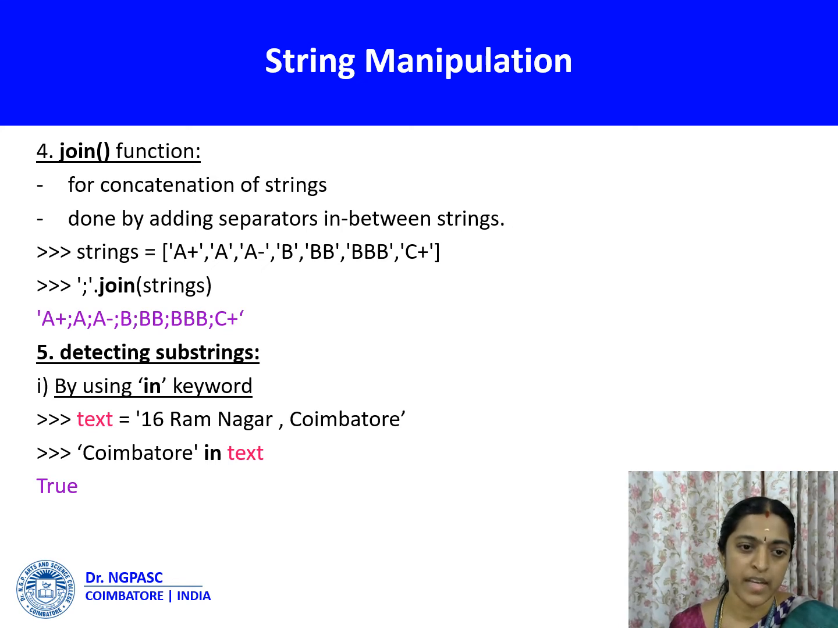Here you can note that all the strings are concatenated into a single string, and each and every string is separated by this separator character, semicolon. This is the use of the join function. Next we'll see about the detecting of substrings. Detecting of substrings means checking for the presence of a substring in a given text. It is called detecting of substrings, whether a substring is present in the given string or not.